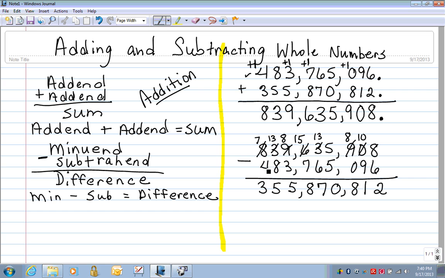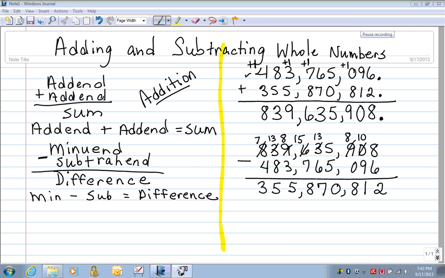700 million minus 400 million is 300 million, and that's exactly where the 3 is in the place value of the answer. Did I get the other part? Yes, I did. 355,870,812. I'll pause and let you finish your notes.